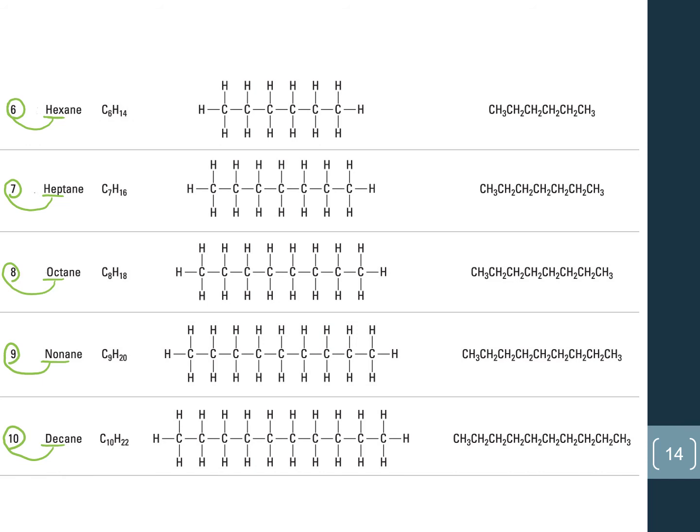So with the name, you can find out two things. You can find out how many carbons you have for that specific compound. You can find out which specific type of compound you have. A-N-E is telling you that that compound is an alkane. The beginning of the name will tell you how many carbons you have.